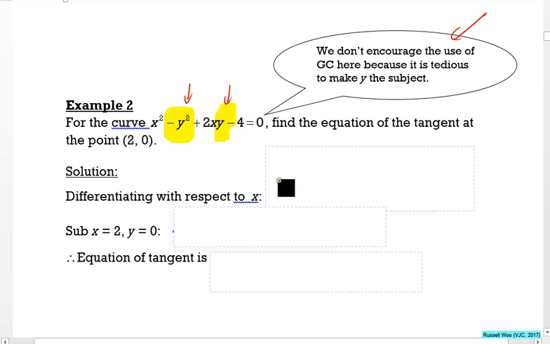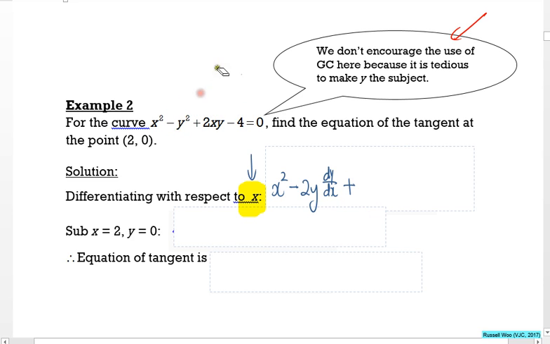Differentiate 2x squared, you get 2x. Differentiate y squared, you get 2y. Not done yet. You must use chain rule to differentiate y squared, you get 2y dy dx. Correct? Because you are differentiating with respect to x. Correct? Differentiating with respect to x. Plus.